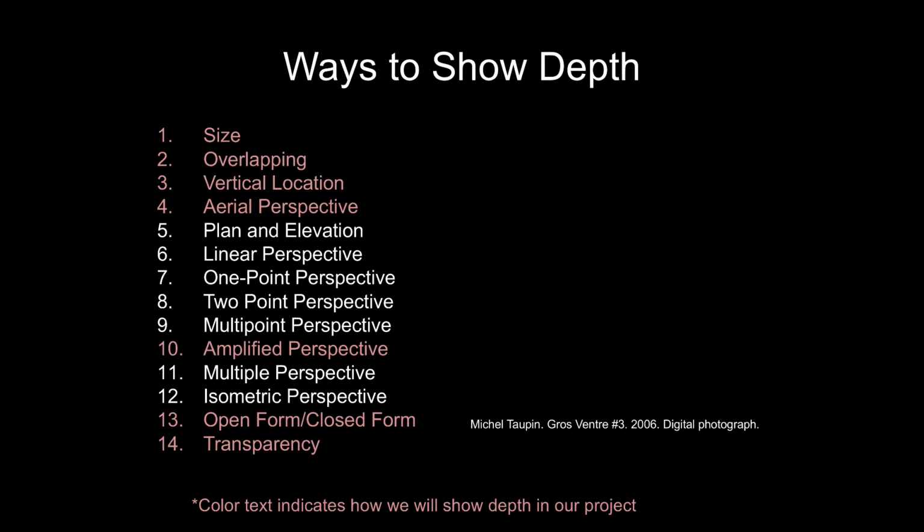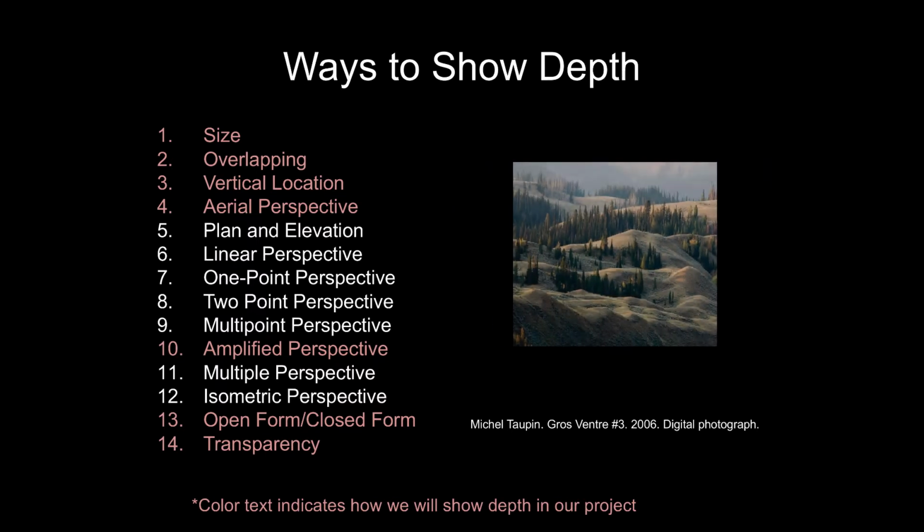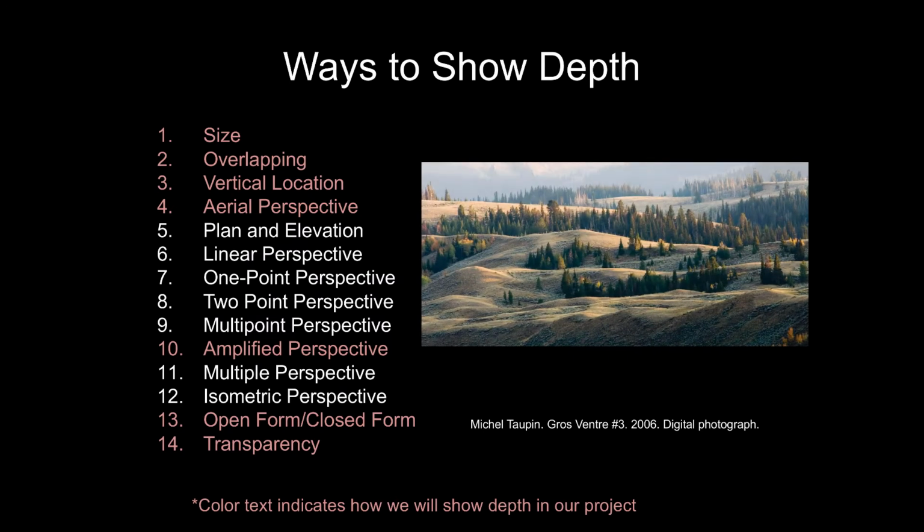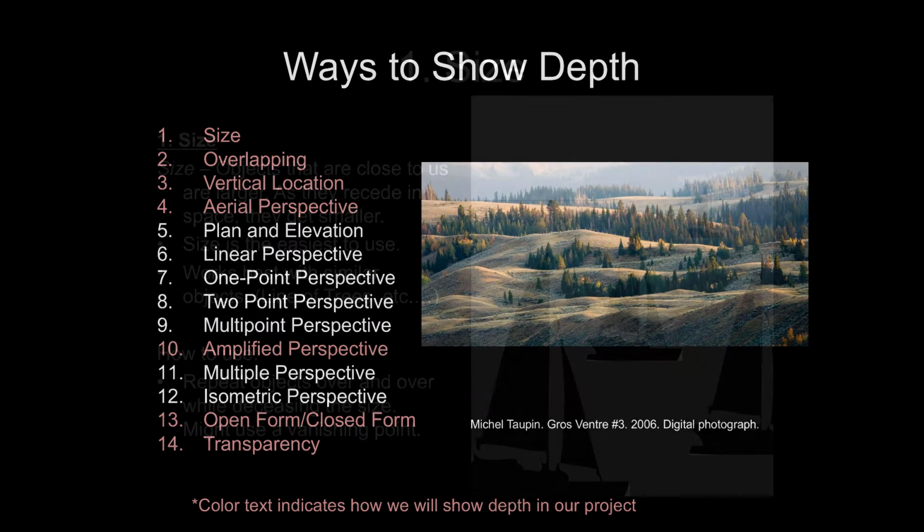We'll talk a little bit about amplified perspective, and then we're going to use open form composition, and then ultimately we're going to work with transparency to create what's called ambiguous space. This is just an example of atmospheric perspective here.